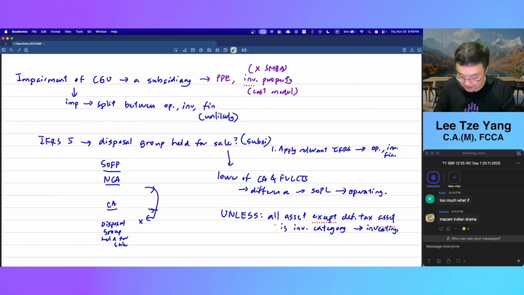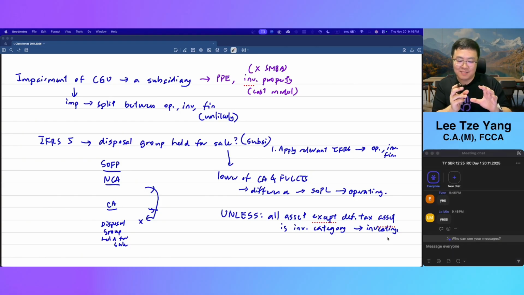That one makes sense. But they say it's a very minor case only. Otherwise, it will be under operating. Everyone, you understand what I mean? If you understand, you say yes. This is a very minor situation only. Minor situation, then it will be under investing. Very minor. If the sub-C has PPE, okay, straight away operating already.